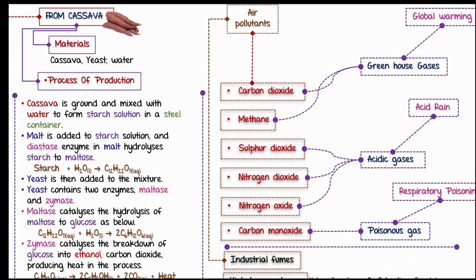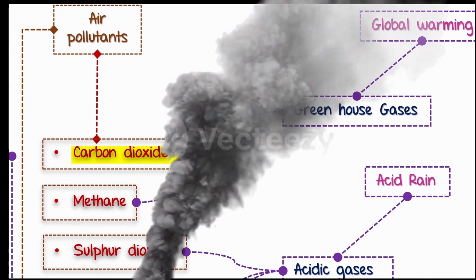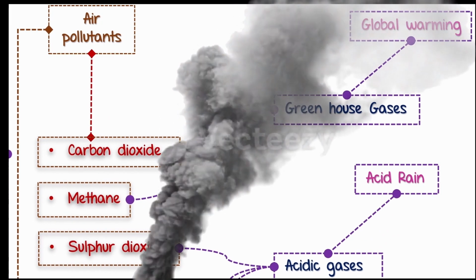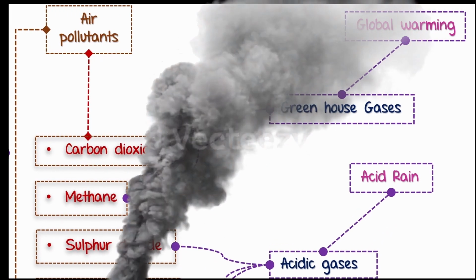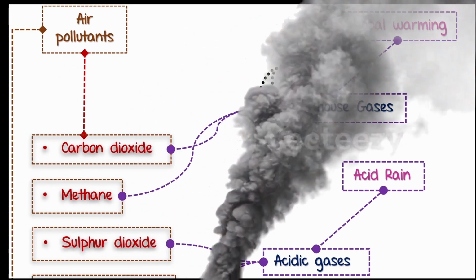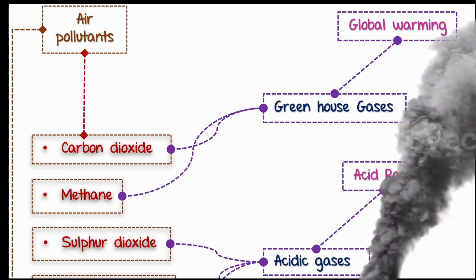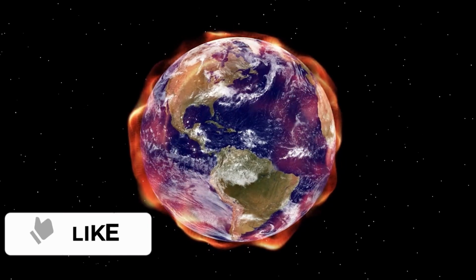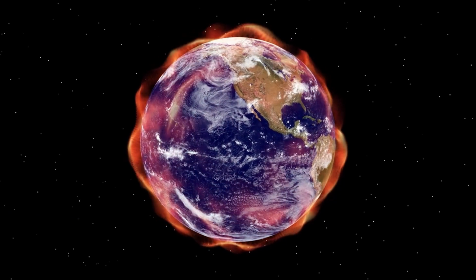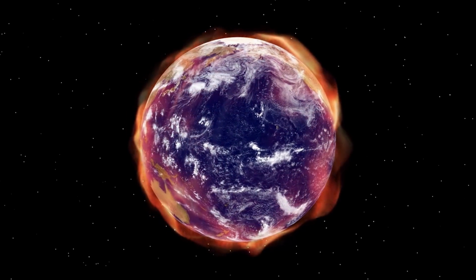Now, when you look at carbon dioxide gas, once it is released along with industrial fumes into the atmosphere, it's going to form an insulating layer in the atmosphere, being a greenhouse gas. This insulating layer is going to trap heat within the Earth's atmosphere, leading to a general rise in the Earth's temperature. This is the greenhouse effect, and this is what we call global warming.